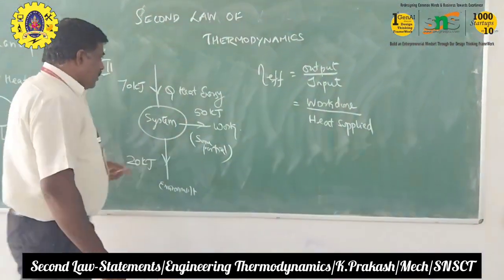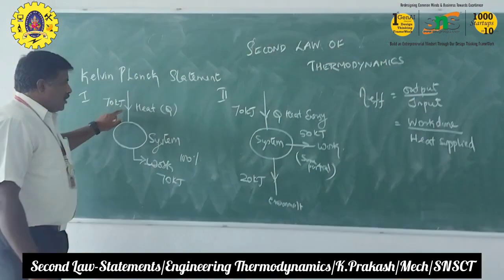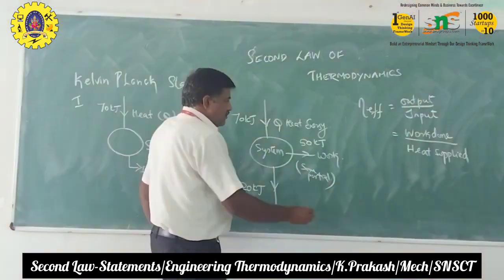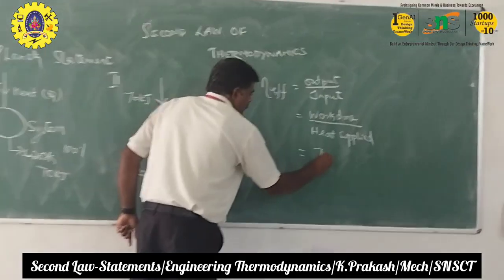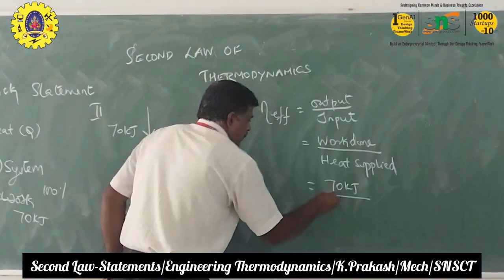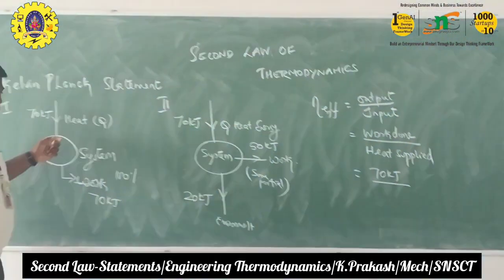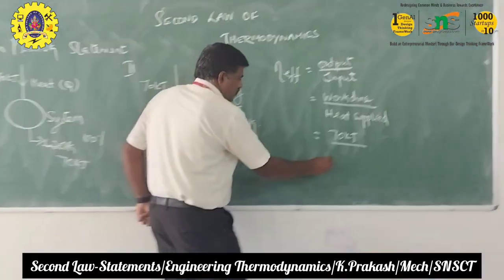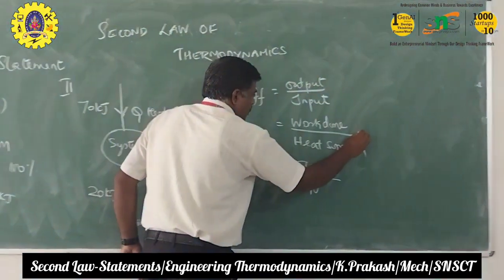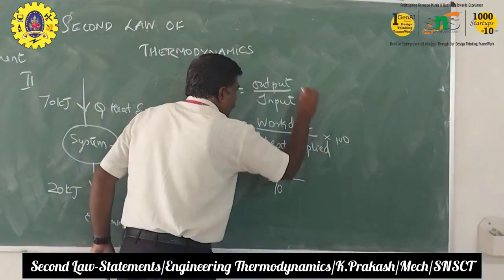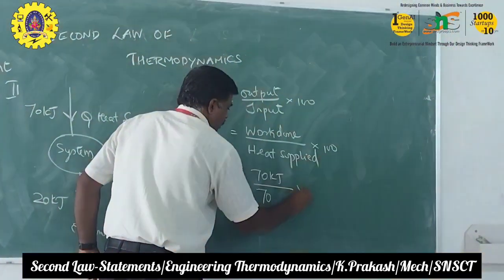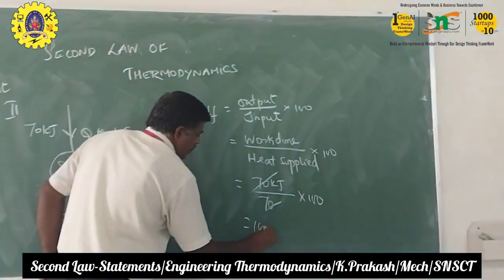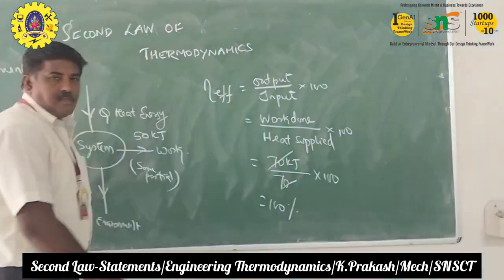Let us take the first condition. Here work done is 70 kilojoules, whereas heat supplied is 70 kilojoules. To get efficiency in percentage, we multiply by 100. When it gets cancelled, we get 100% efficiency.